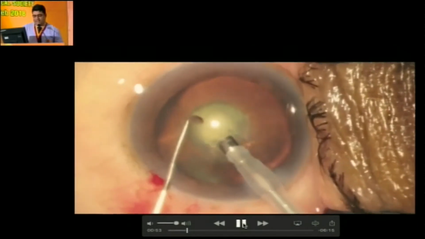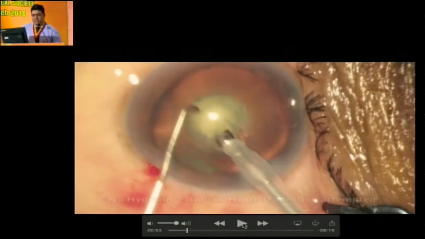So here, this case had a grade 3 nucleus with posterior polar cataract, and in these cases, after a few strokes here and there with the phaco probe, hydrodissection occurs by itself, or the nucleus starts rotating.